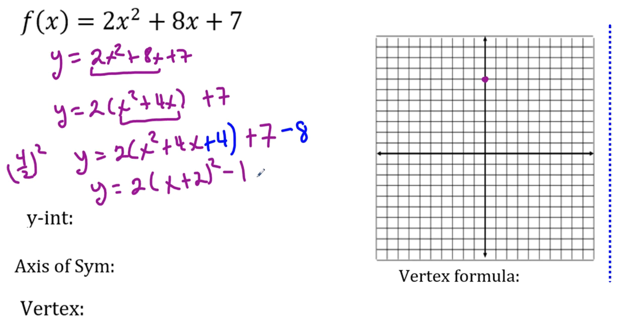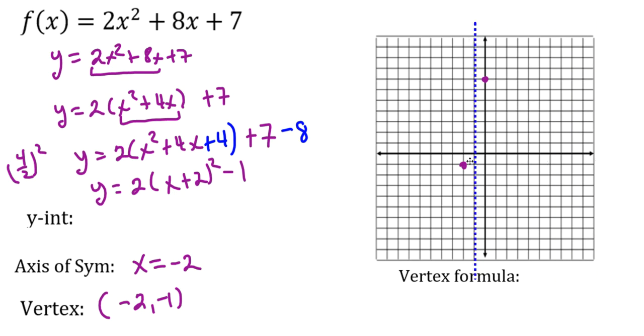All right, so my vertex is going to be (negative 2, negative 1). And I can plot that. Negative 2, negative 1, right there. Okay. My axis of symmetry is going to be x is equal to negative 2. So let me drag that over. Right there. And I can reflect this point across.